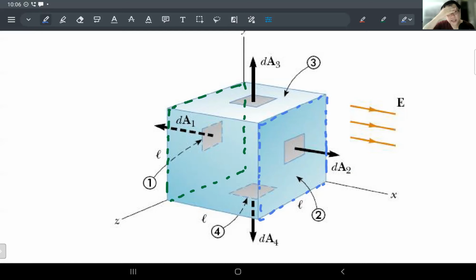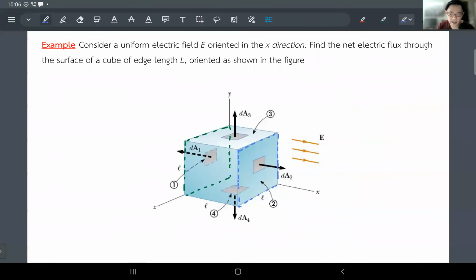But the electric field has a uniform pattern, and its magnitude is constant. That means the number of lines that enter the box must be the same as the number going out of the box. Does that make sense? So at the end, you can expect that the net, the sum of the flux on all surfaces, should be zero. You think so? Agree? Okay.